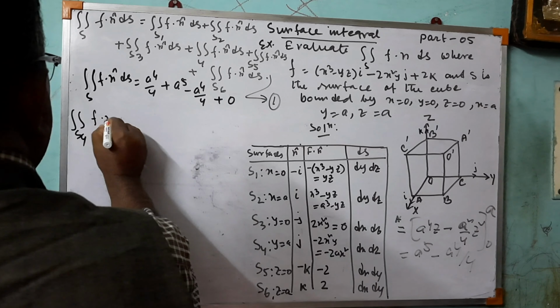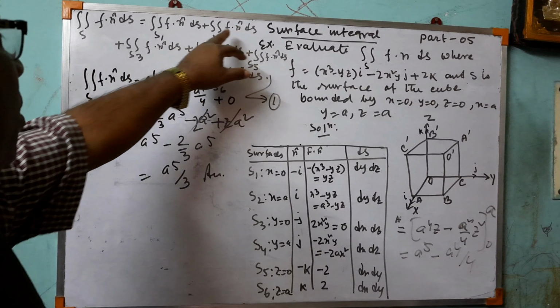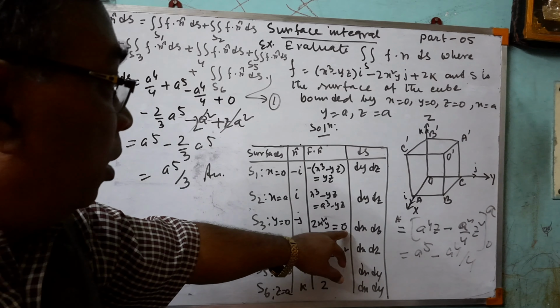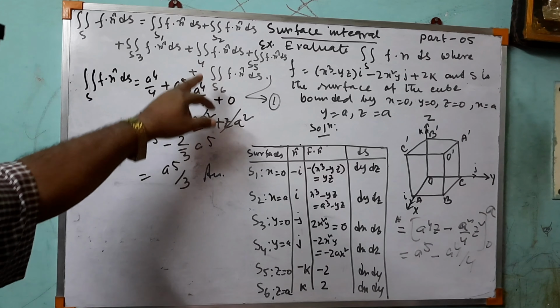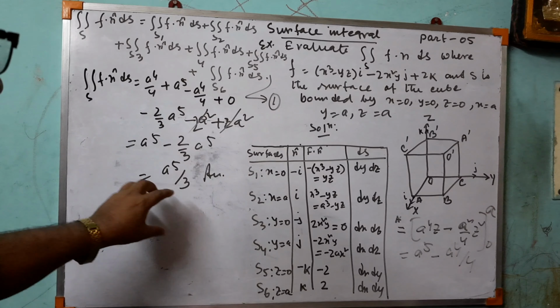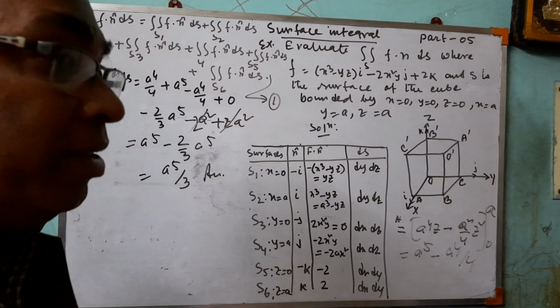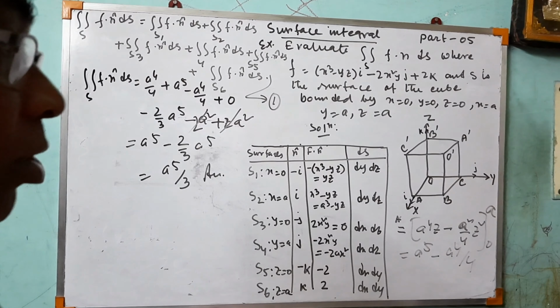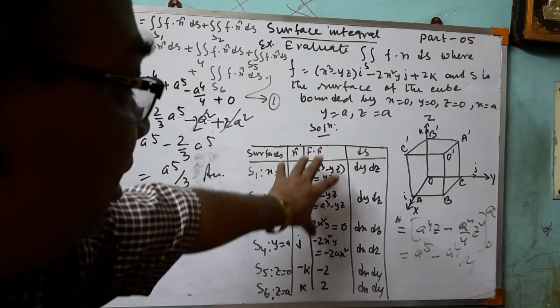So here this part is done separately, this part separately, this part is 0 because f dot n equals 0, this part separately, this part separately, this part separately. Then I put them in this equation, and then we get the answer. This is a different method, that is applying this table.